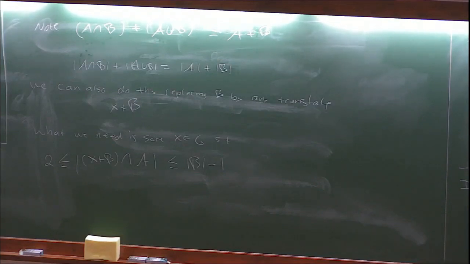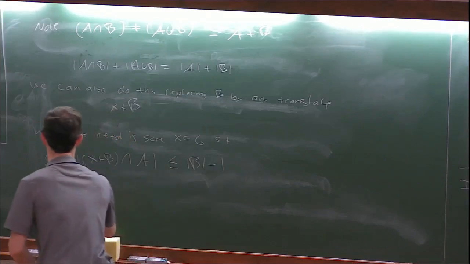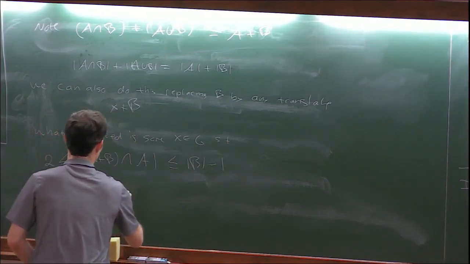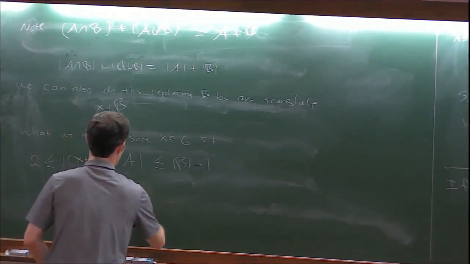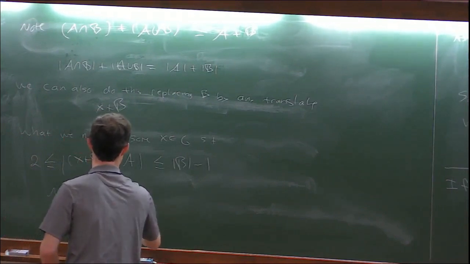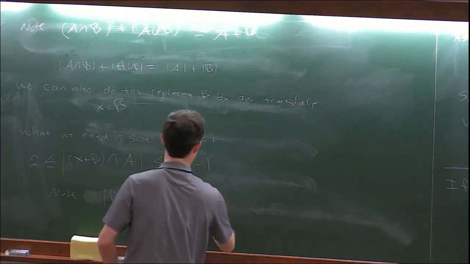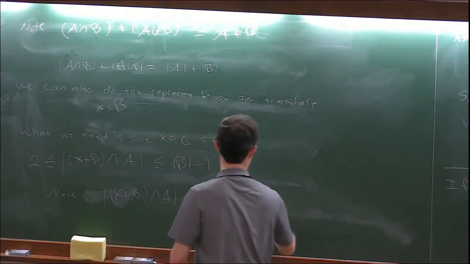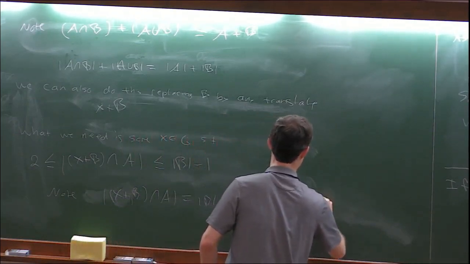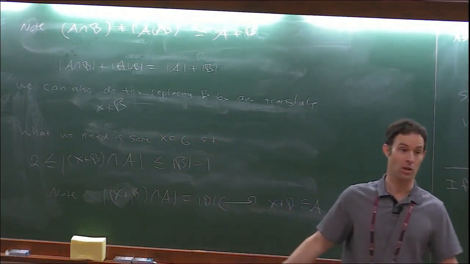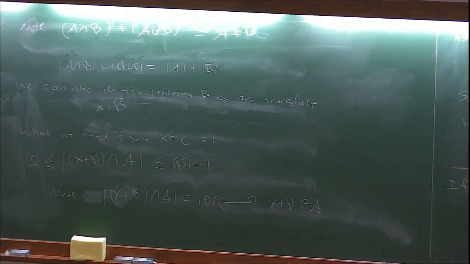And that's where this lemma is going to come in over here. This additive energy is going to sort of give us this set. So let's look at the upper bound. X plus B intersect A having cardinality B just means that x plus B is contained inside A, right? Because the only way to get the full cardinality is if every element of the translate is contained inside A.